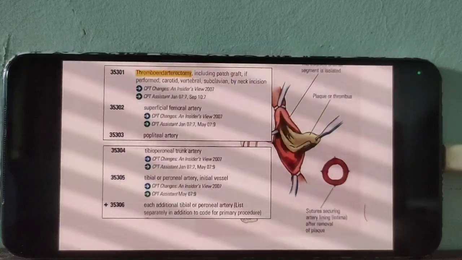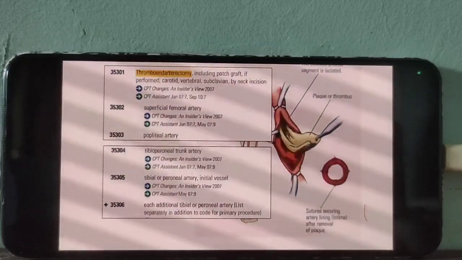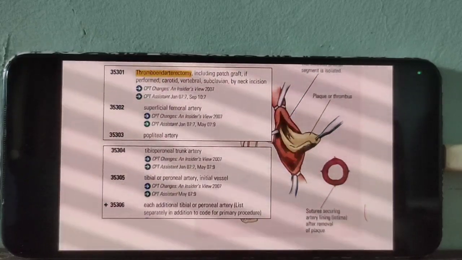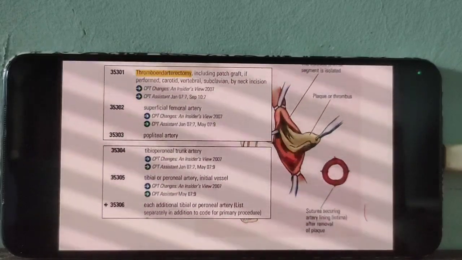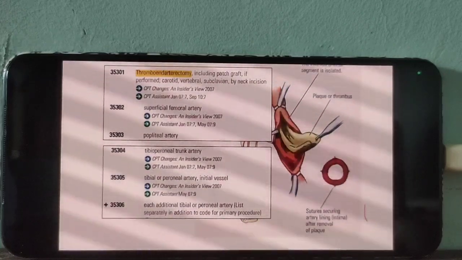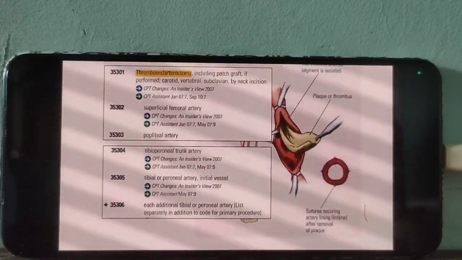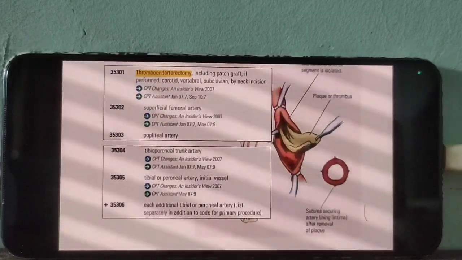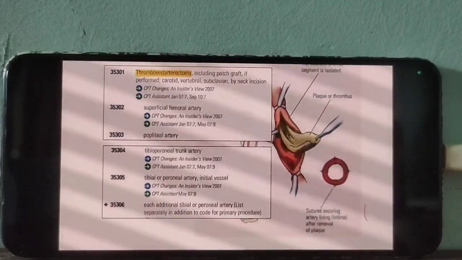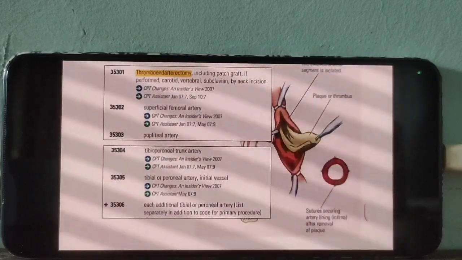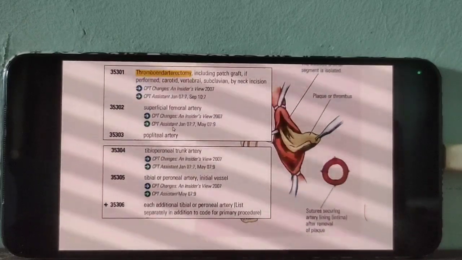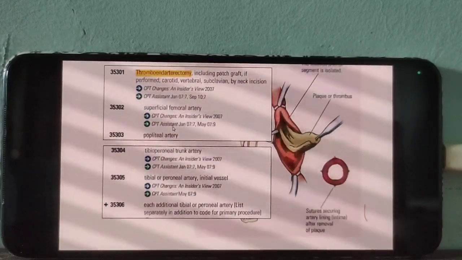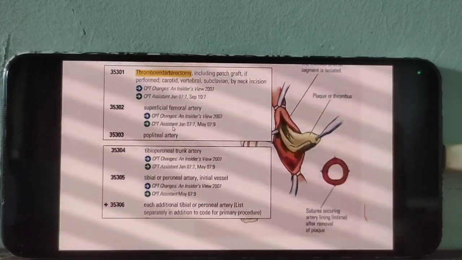Now, how would you report the code for 5 tibial arteries? 35305, then 35306 times 4. Super. 35305, 35306 into 4. That's it. Direct coding. So the procedure is thromboendarterectomy.